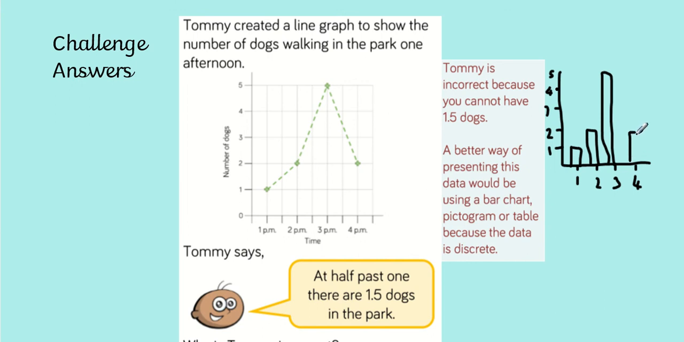Okay, this is a much better way of presenting this data, because with the line graph we can make estimates. That's what a line graph is useful for. Okay, but here we can't estimate the amount of dogs at 1:30 because that is not a sensible amount of dogs to have. So a bar graph is best for using this type of data that can only go up in whole numbers. Super work if you got that, well done.